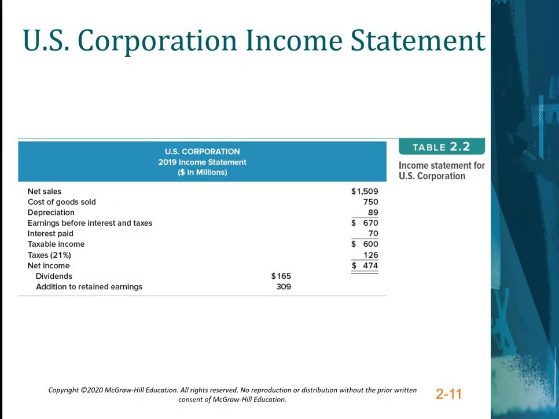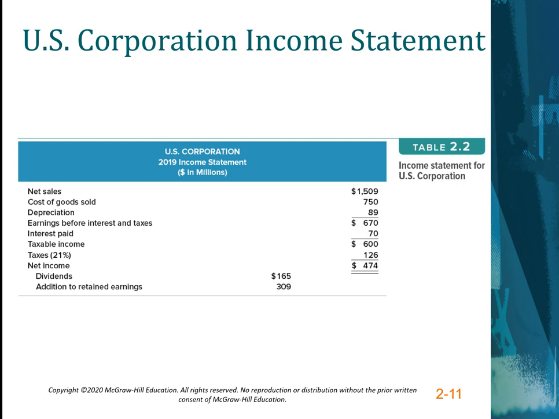Okay, and this is an example of a U.S. corporation income statement. It's got net sales, and then it's got expenses, cost of goods sold. This is a firm that sells goods, and so the $750,000 is what it costs them to either buy or manufacture the goods that they sold. There's depreciation. I'm going to subtract those things from net sales. So if we take net sales minus cost of goods sold minus depreciation, that's going to give you earnings before interest and taxes. From that, we're going to subtract interest paid, which gives you taxable income.